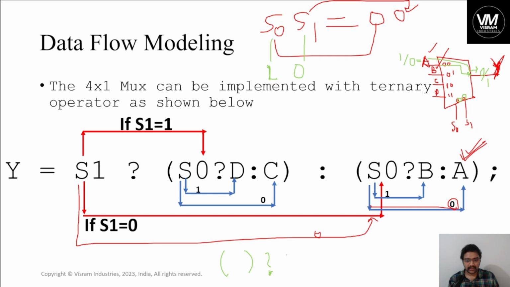Question mark and then one output, second output, and first output, semicolon. So which one do you choose? If it is 0, you choose this, and if it is 1, you choose this. So that is how it works.